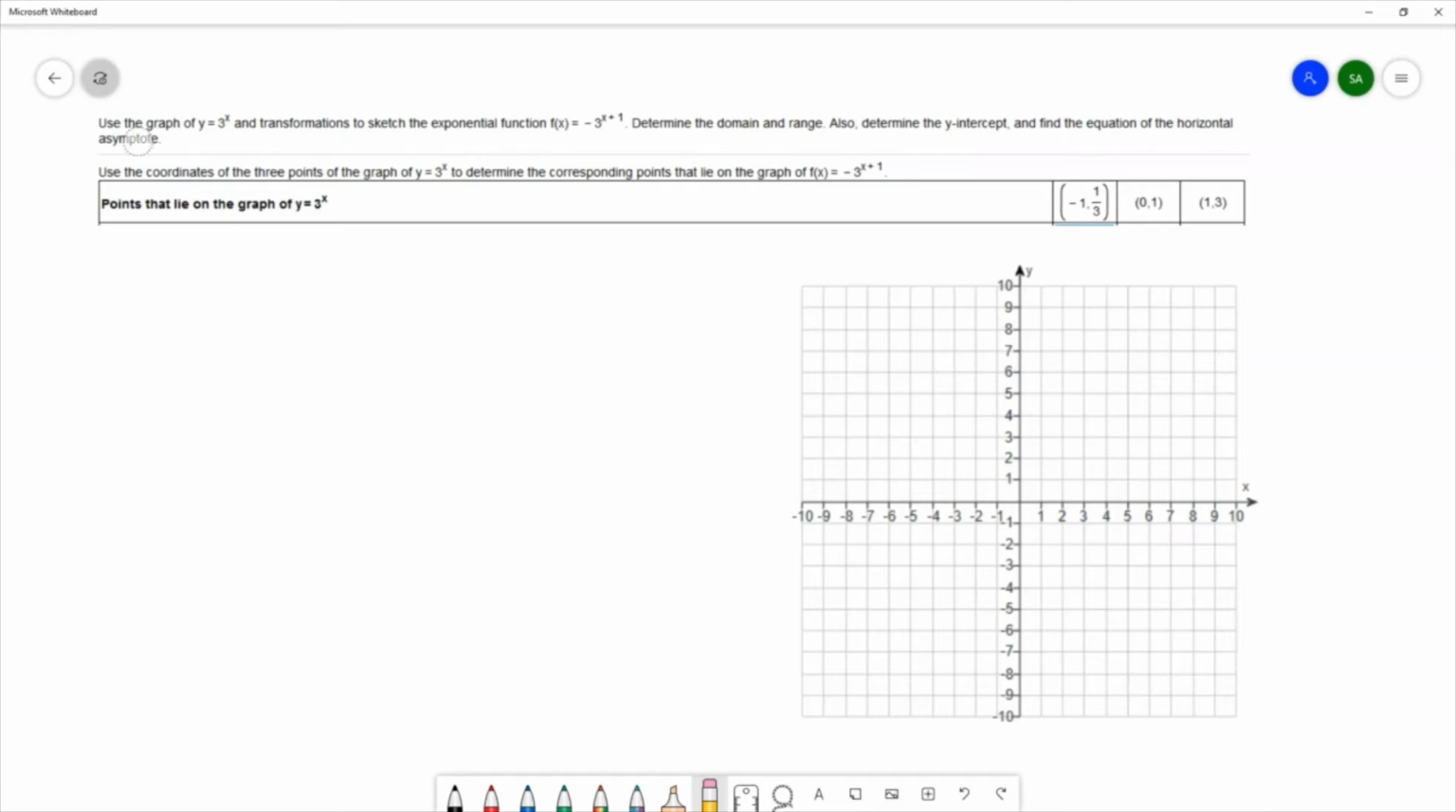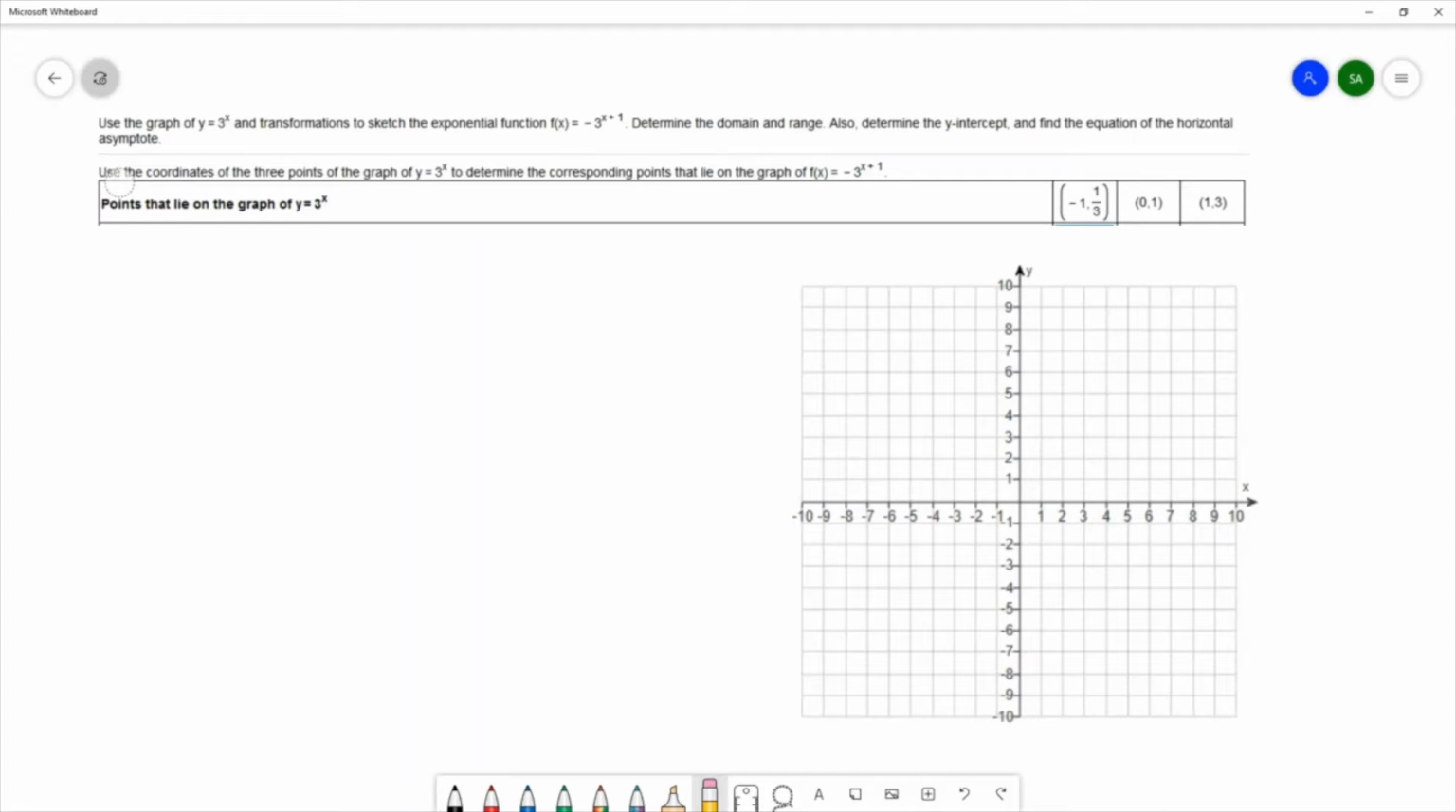We're going to use the graph of y equals 3 to the x and transformations to sketch the exponential function f of x equals negative 3 to the x plus 1. Determine the domain and range, the y-intercepts, as well as the horizontal asymptotes.